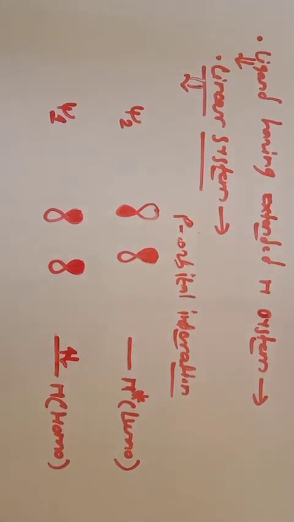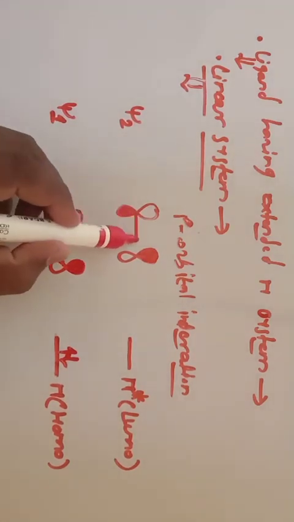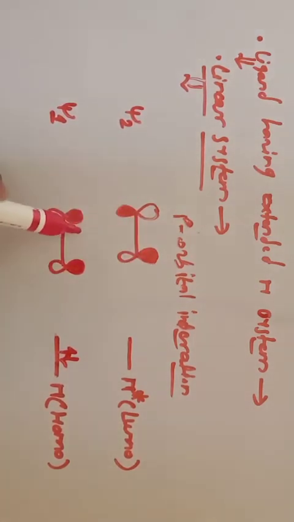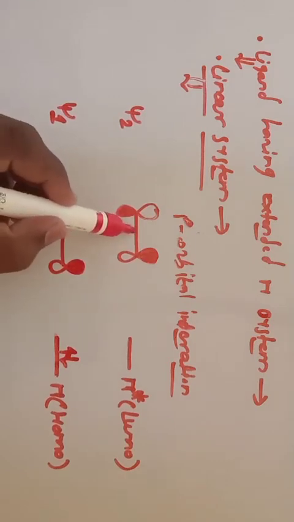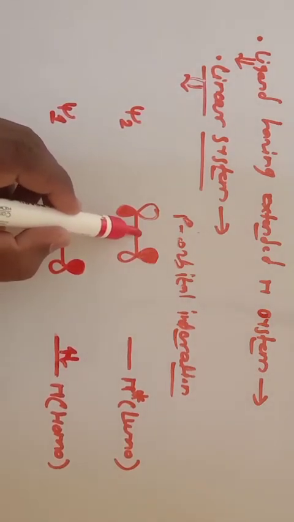In this case there is no node, because the electron density is maximum, because there is a bonding interaction, as both p orbitals are in the same phase. But in this other case, if you consider these two p orbitals, they are in opposite phase, and therefore we get a node here.